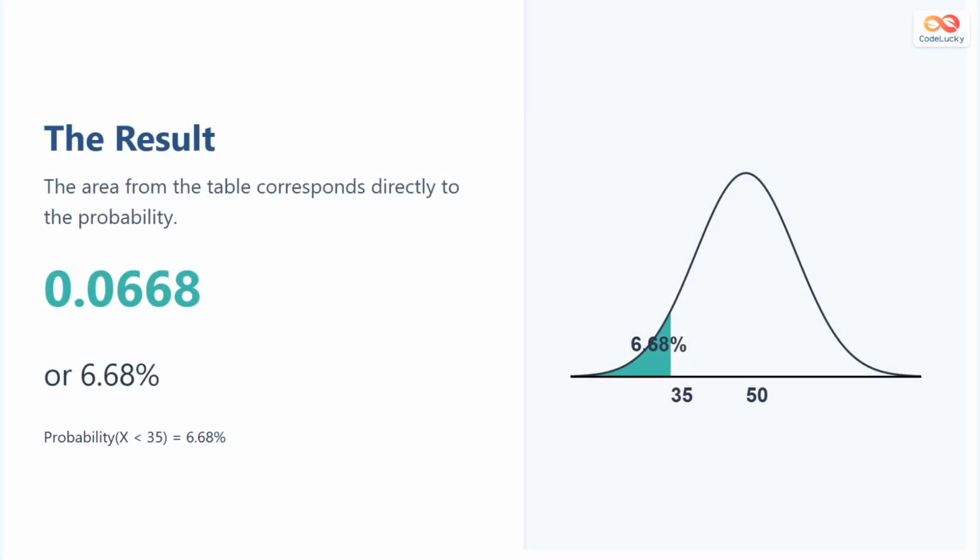That value from the table is our answer. The area to the left of negative 1.5 is 0.0668. This means there is a 6.68% probability that a student scored less than 35 on the test.